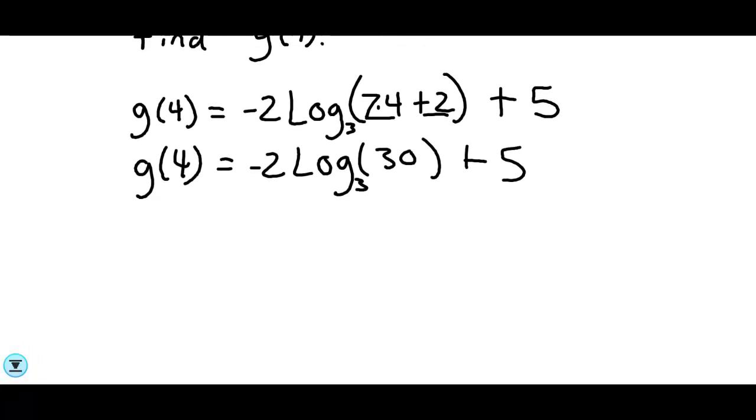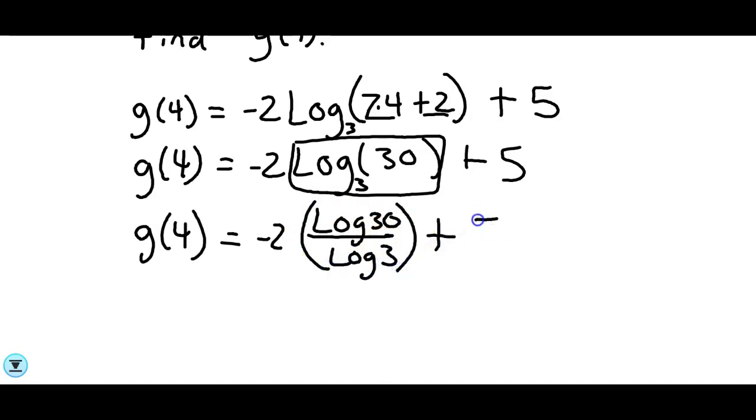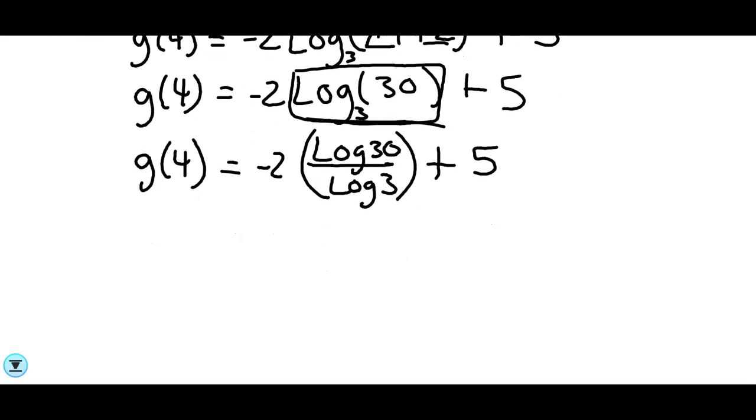But for now, here's what we're going to do. Check this out. This is where things get a little bit weird, so pay close attention to this step. We need to do change of base because our calculator can't tell us what this is because it's in base 3. So I'm going to change that to base 10. That's the main step of this problem. The rest of it should naturally flow. So here we go: log 30 divided by log 3.